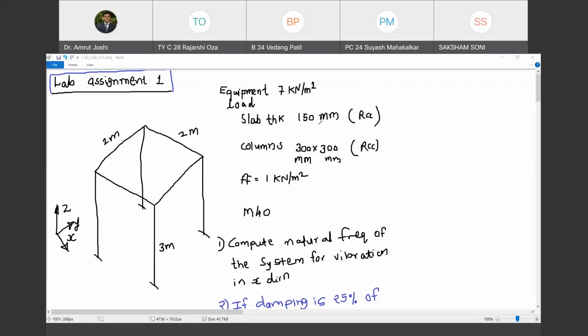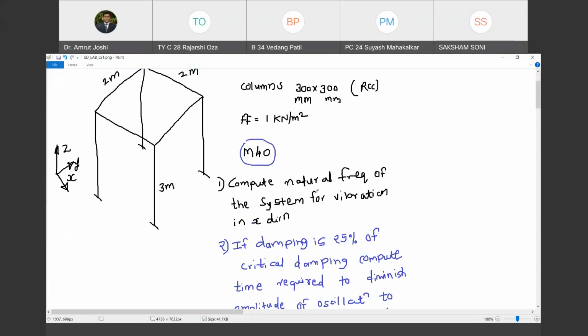Slab thickness is given as 150 mm. The slab is made up of RCC. Each of the columns is of size 300 by 300 mm. Floor finish is 1 kilonewton per meter square, and the grade of concrete used is M40. All this data has been given, and you have been asked to compute the natural frequency of the system for vibration in X direction.